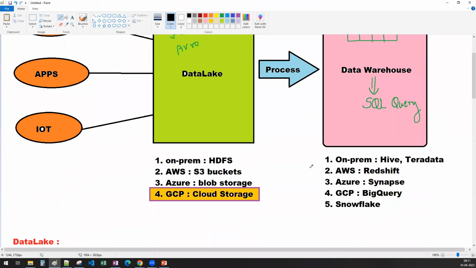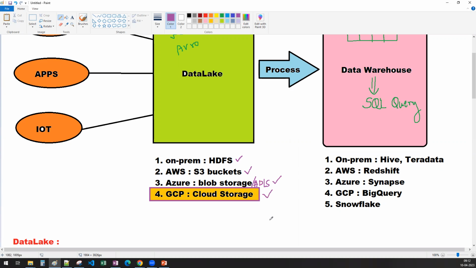Now, if you ask me what are the examples, the next question is, sir, can you give me examples for the data lake? Sir, on premises, Hadoop Distributed File System is your data lake. If you go to AWS, Amazon S3 buckets is your data lake. In Azure, it is Blob Storage, or people call it ADLS also, Azure Data Lake Storage. And if you go to the Google Cloud Platform, you have Google Cloud Storage.